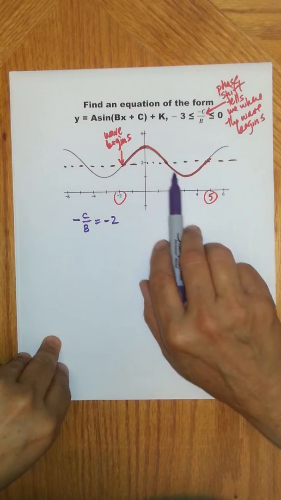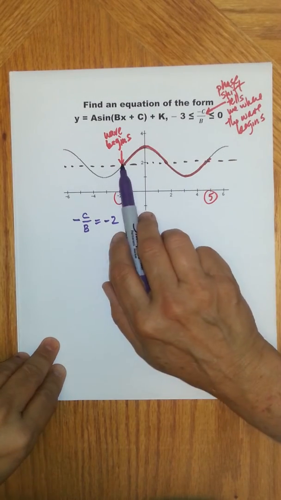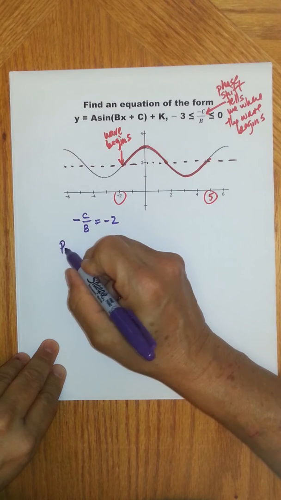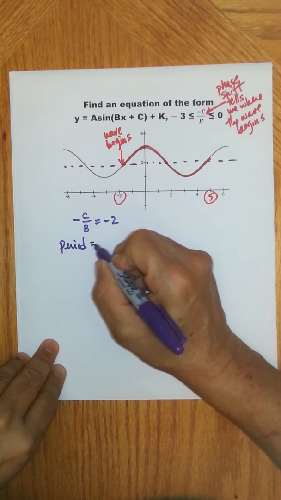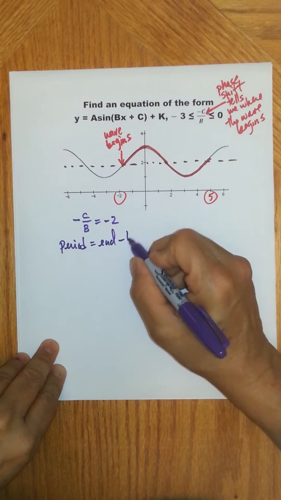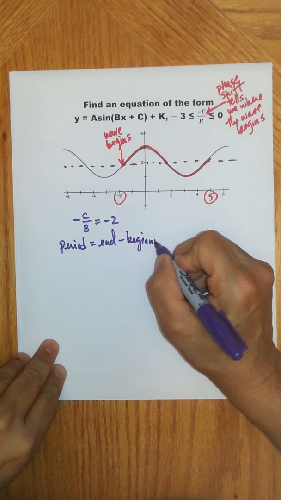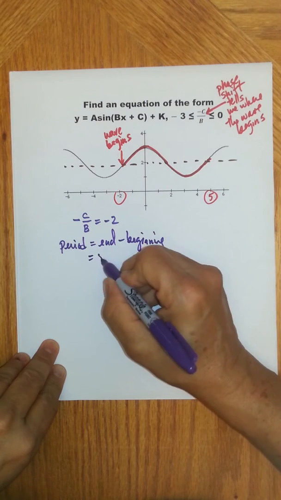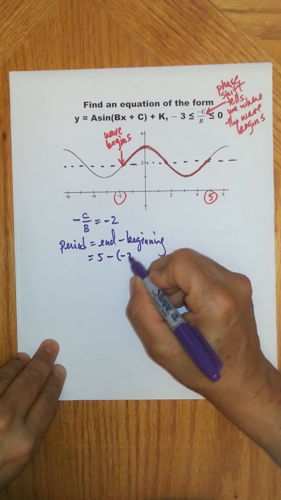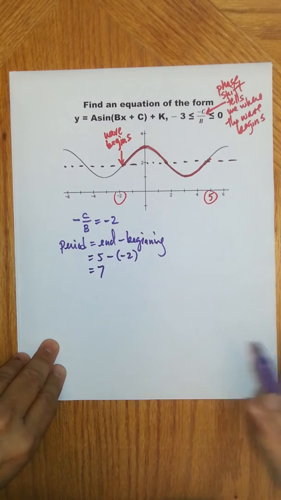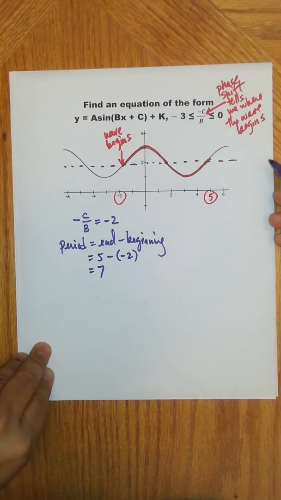The period, right, I know is the length from here to here. So let's take a look at the period. Period is end minus beginning. In our case, that's 5 minus a negative 2. So that's 7. So the length of this wave is 7. So the period is 7.